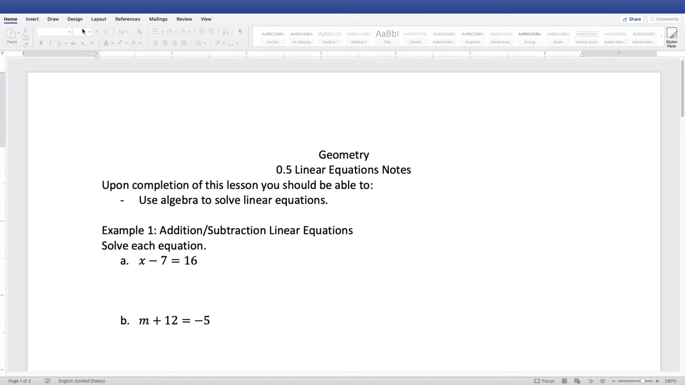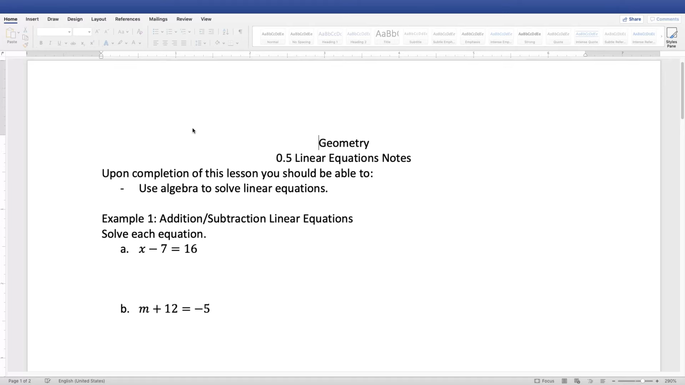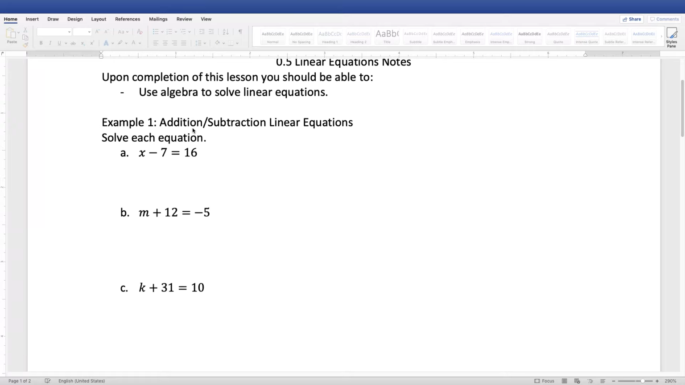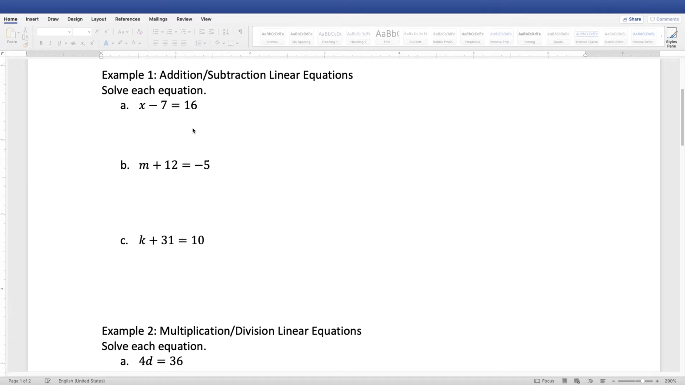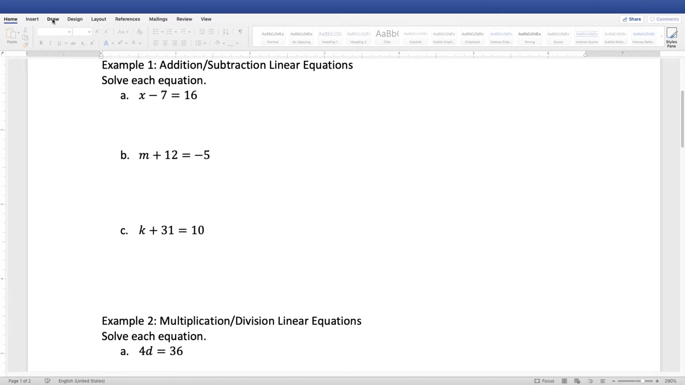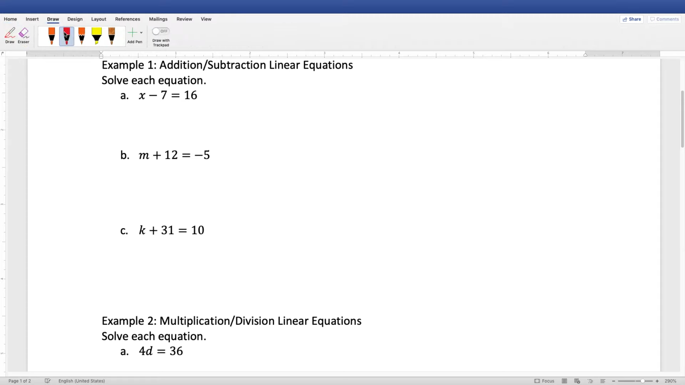So in today's lesson, we're going to talk about linear equations. Upon completion of this lesson, you should be able to use algebra to solve a linear equation. In example 1, we are going to talk about simple addition and subtraction.